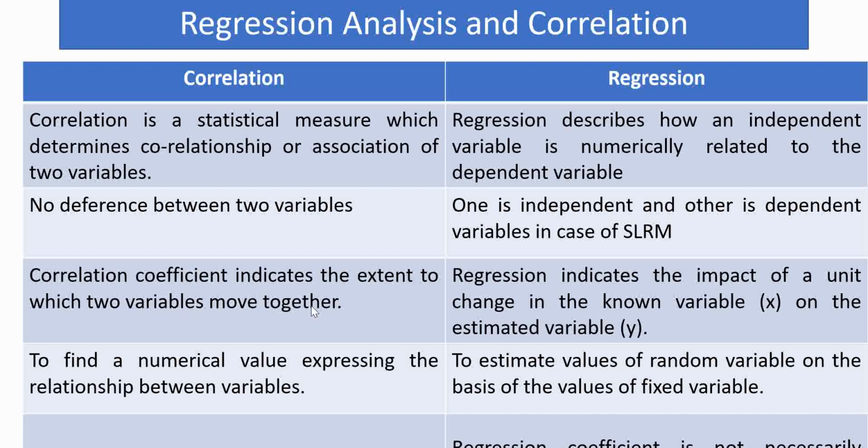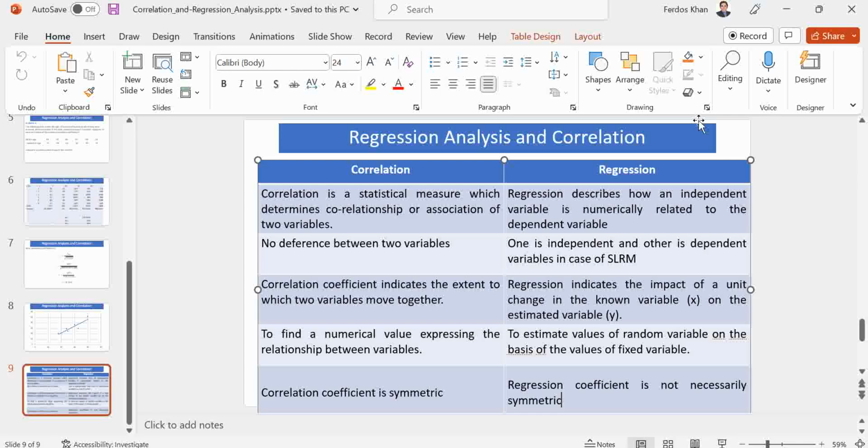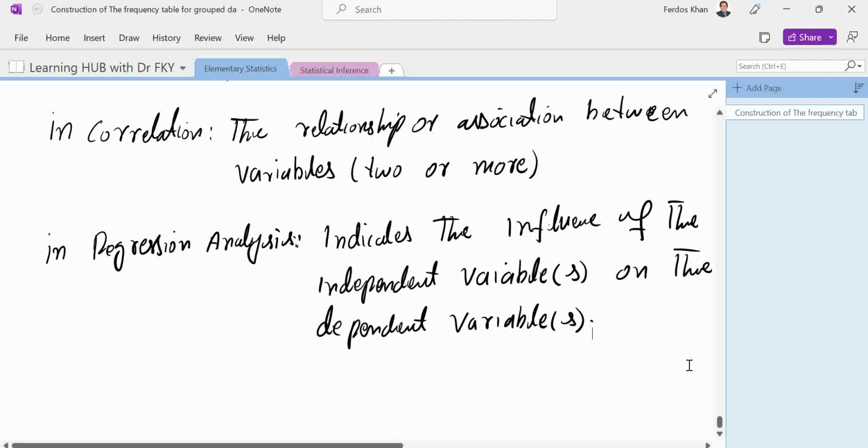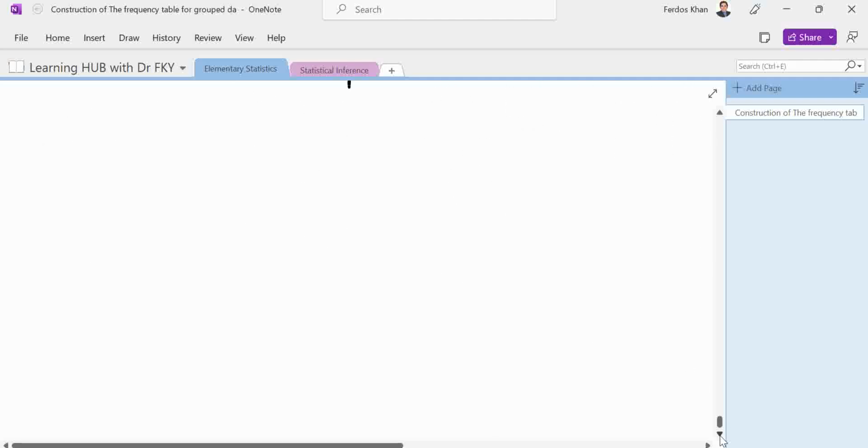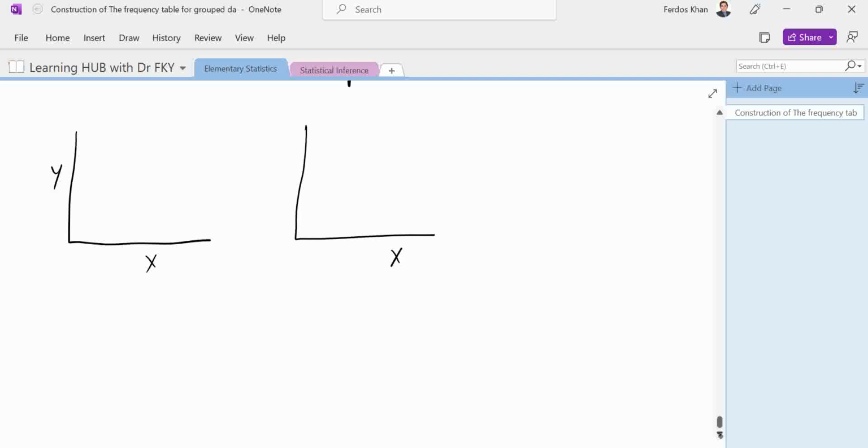The third one is that the correlation coefficient indicates the extent to which the two variables move together. Let me explain this first. Let me write the two variables: x, y, x, y, x, y. Remember that in correlation there is no concept of dependent and independent, so we can write x, y interchangeably, no issue.